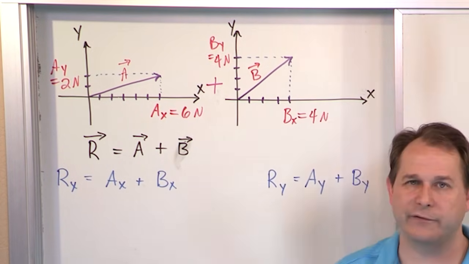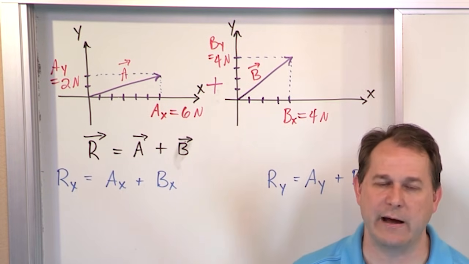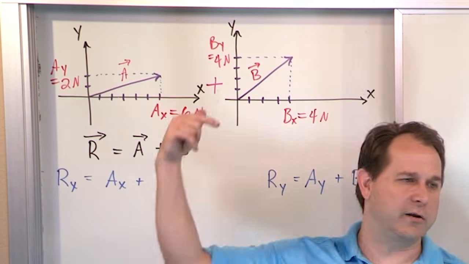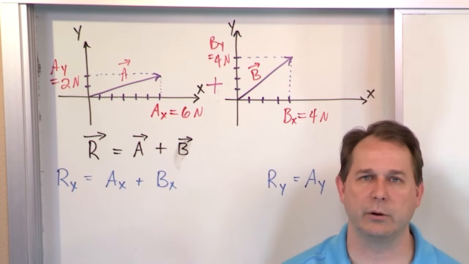Now I only have two vectors here, but this process works no matter how many vectors you have. Let's say I have 10 vectors. It's all a bunch of different forces or something pushing on a bowling ball.